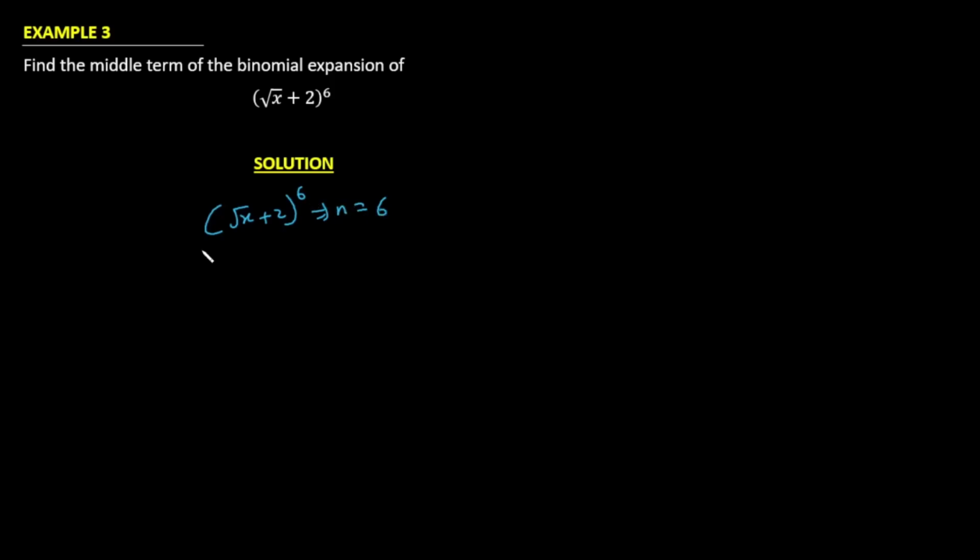The power is 6. So in that case, our middle term is going to be 6 divided by 2 plus 1. We divide by 2 and add 1, and that will give you 3 plus 1, which is 4. So since it's 4, our r is now going to be 1 less. That is 4 minus 1, which is 3.